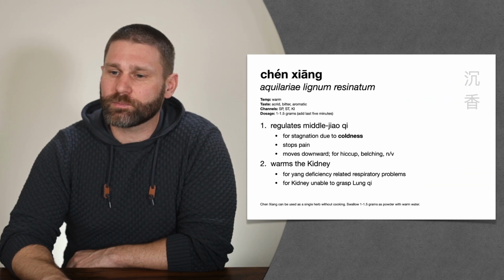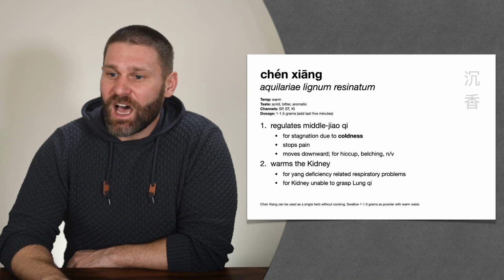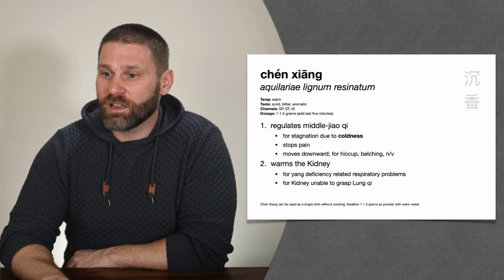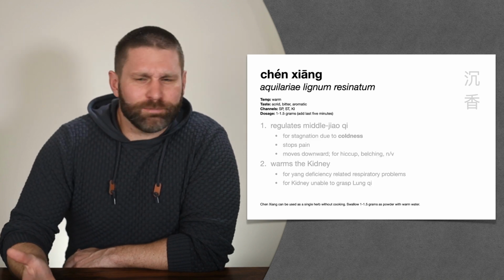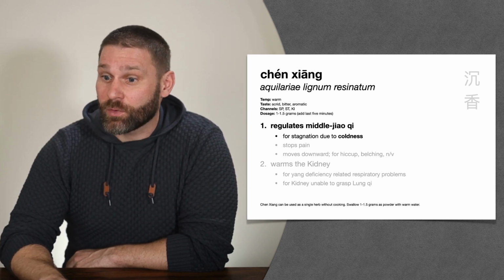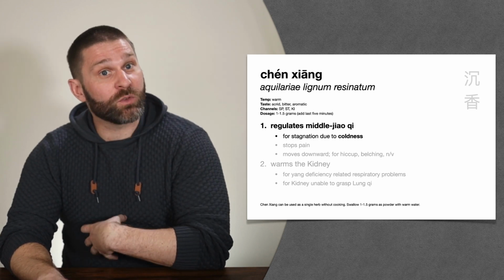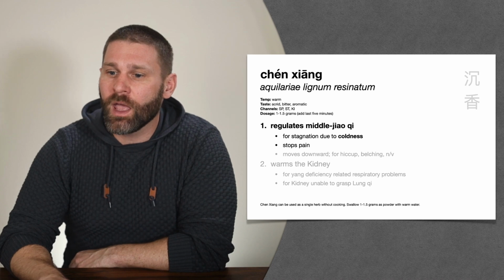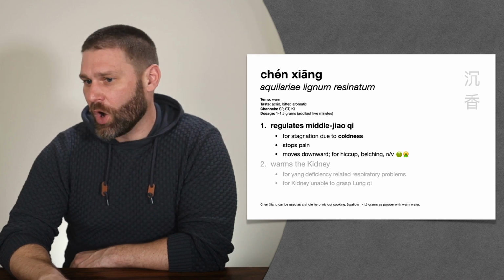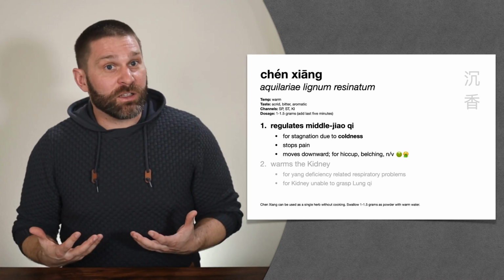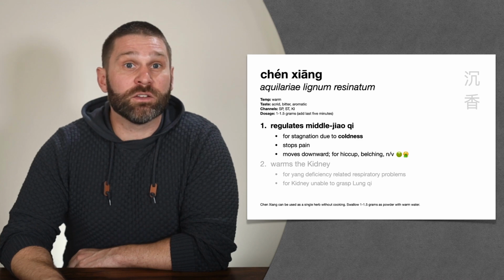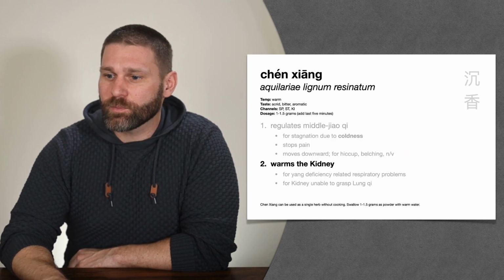So that's Wu Yao. Next is Chen Xiang, Aquilaria lignum resinatum. This is not, I don't think this is a very commonly used herb, but we should probably know that it regulates middle jiao qi, especially for stagnation due to coldness. So again, this is one that's warm in temperature, so it's good for stagnation due to coldness, and it also stops pain, and it moves downward in direction for hiccuping, belching, and nausea, vomiting. So we say that Chen Xiang regulates middle jiao qi, we should say that it specifically moves it downward for the rebellious stomach qi, and it's good for cold or stagnation due to cold.